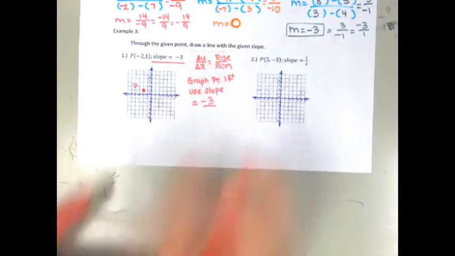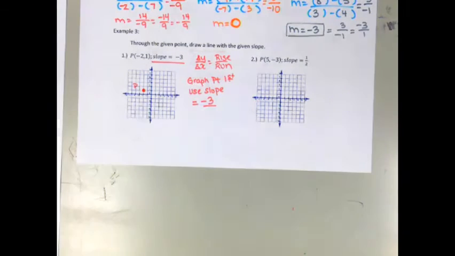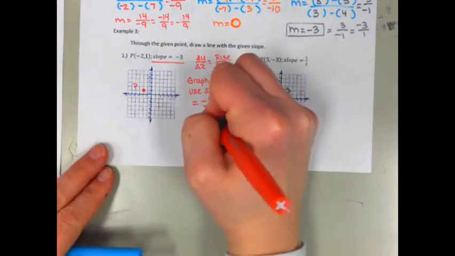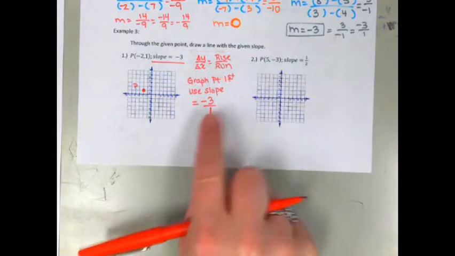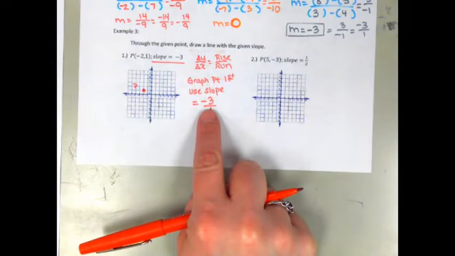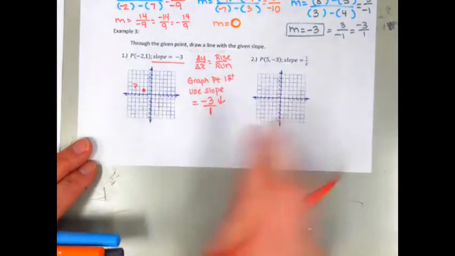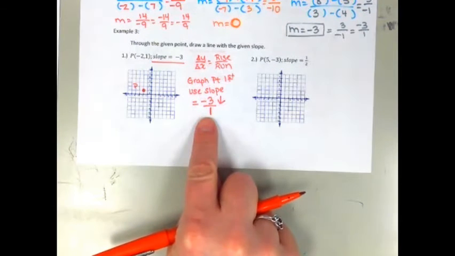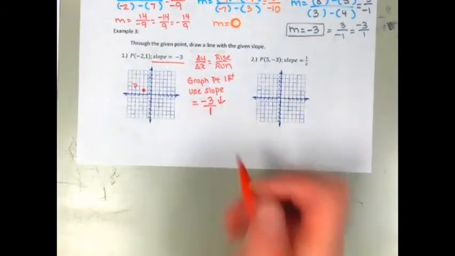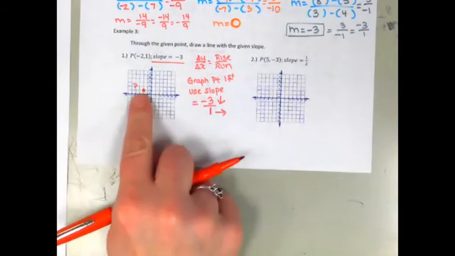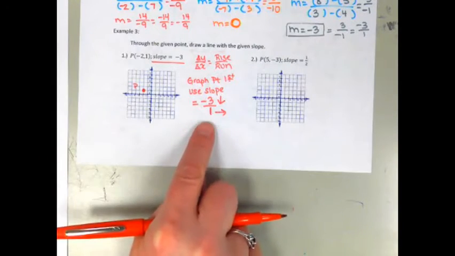-3 over what? We always make it a fraction. So -3 over 1. So now my rise is negative. So am I going to go up or down? I'm going to go down 3 units. My run is a +1. So do I run left or run right? Run right. So from point P, I'm going to go down 3 units and right 1.